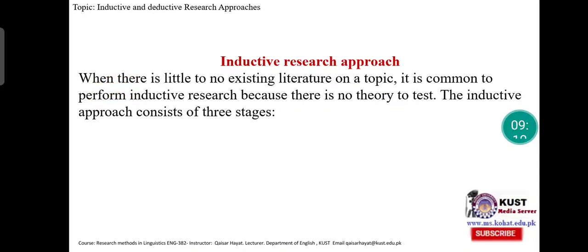When there is little or no existing literature on a topic, the topic is actually the research topic. It means that if you are doing research in an area where very little is known about the fact, there is very little literature available, or even no literature at all, what would you do then? Then you have to do the inductive research approach. In this case, when there is no existing literature on a topic, just pick the inductive research approach. And it is common to perform inductive research because there is no theory to test.